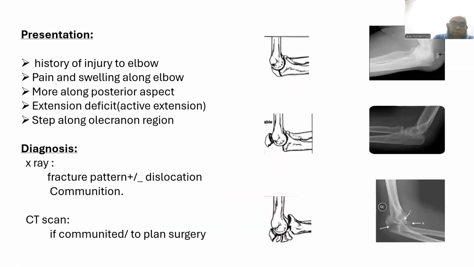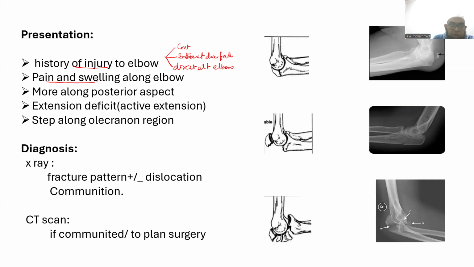So what is the presentation? There will be a history of injury to the elbow. As I told, there is sudden contraction injury, or sometimes they have indirect transmitted forces due to a fall on the outstretched hand, or a direct elbow injury. Depending on the type of injury, they'll have the fracture.